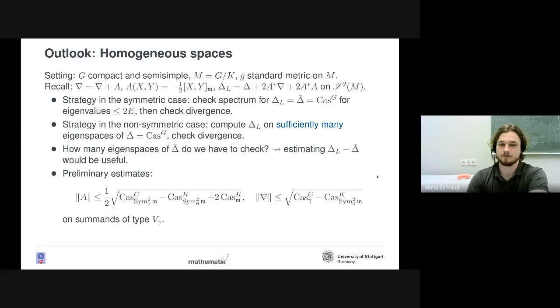All right. So the hope is that these methods will be of use to compute this Lichnerowicz spectrum on homogeneous spaces where we do not have any additional structure.